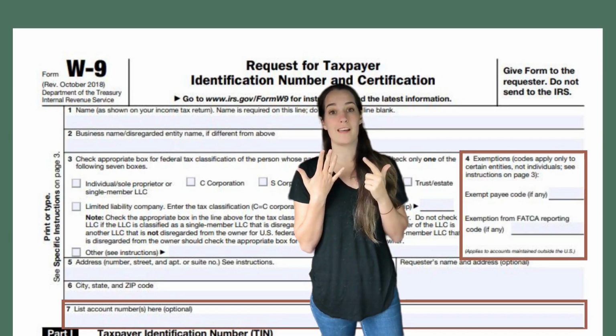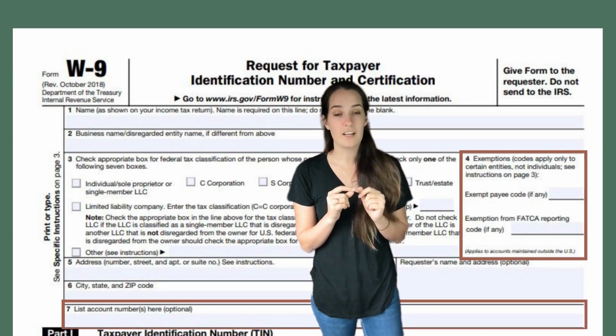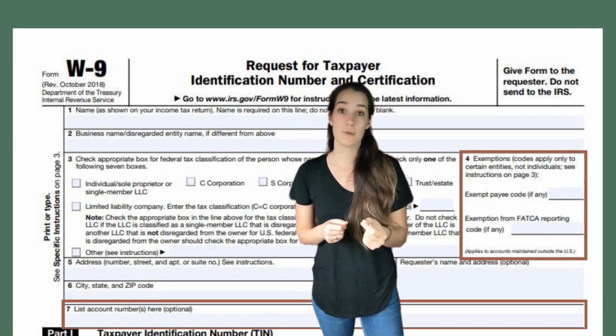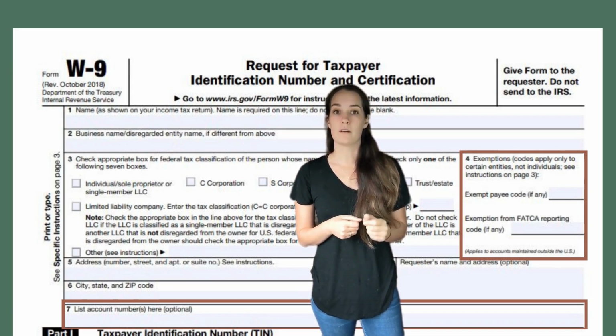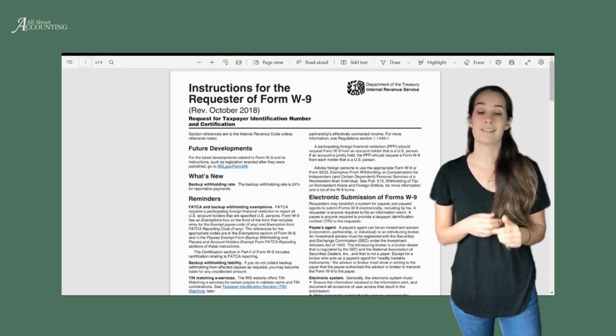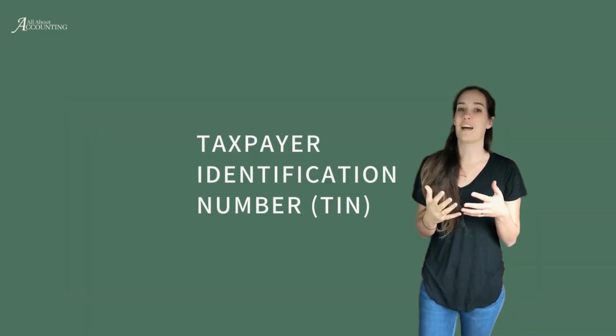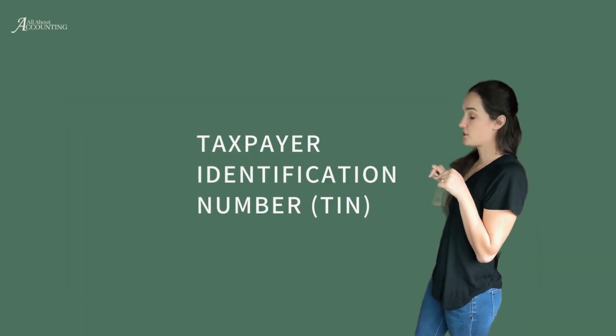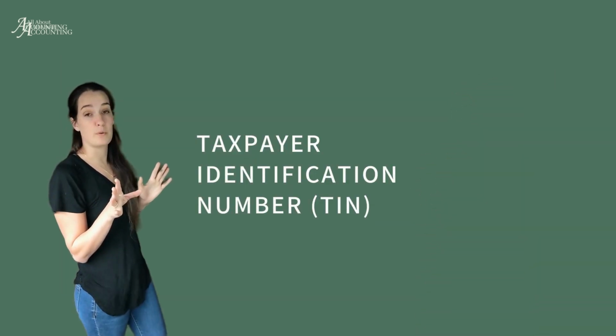Lines 4 and 7 are very unlikely to apply to you, so you can leave those blank. If you want to learn more about them, I recommend reading the instructions for Form W-9 on the IRS website, linked here. Now, on to the taxpayer identification numbers that most people get wrong.